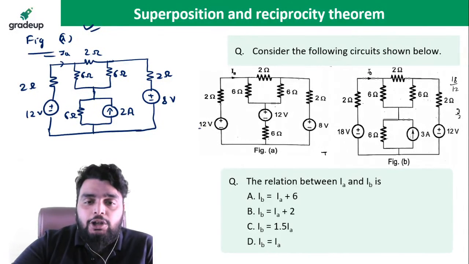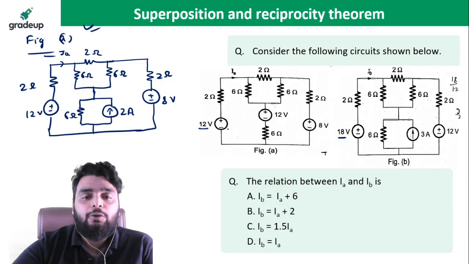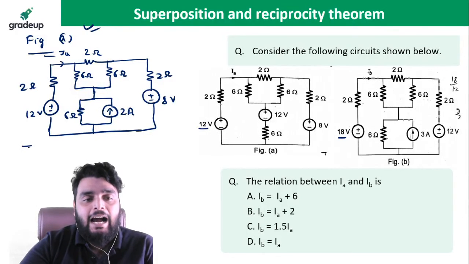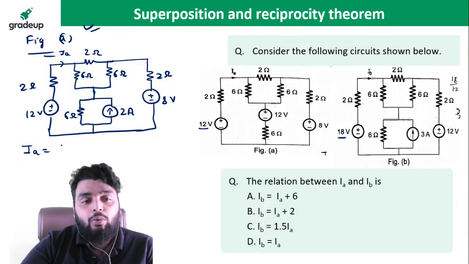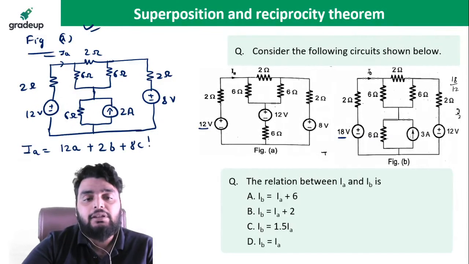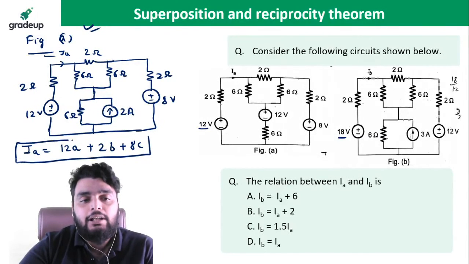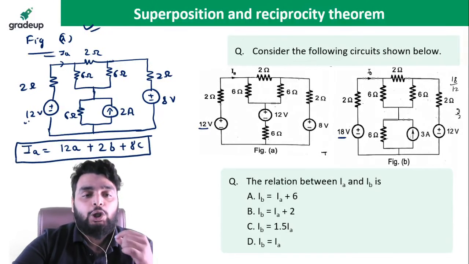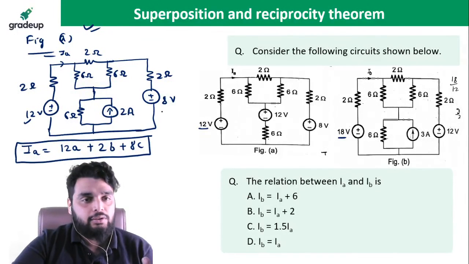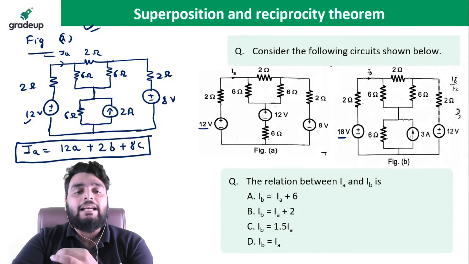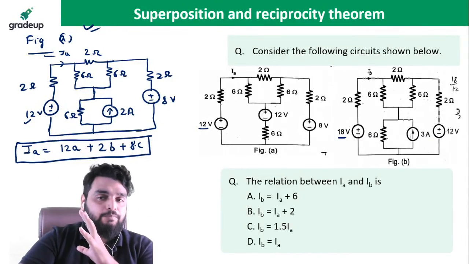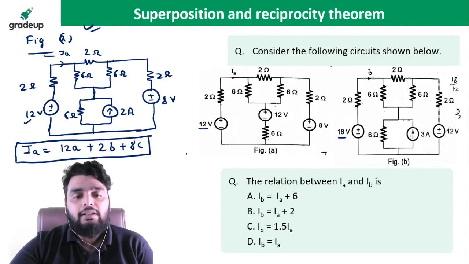If you take the ratio of 12 and 18, you can see here I can write IA is equal to 12 times A plus 2 times B plus 8 times C. Why can I write this equation? Because 12, 2 and 8 are the independent sources, so I can write it like this, where A, B, C are constants. Similarly, see the IB.